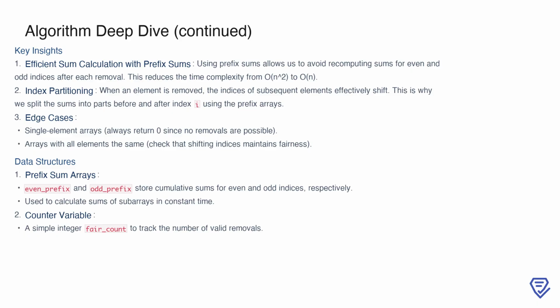In terms of edge cases, we need to handle arrays with only one element, where no removals are possible, and arrays where all elements are the same, where fairness depends entirely on how the indices shift. The key data structures used are the prefix sum arrays, which allow us to compute subarray sums in constant time, and a simple counter variable to track the number of valid removals.